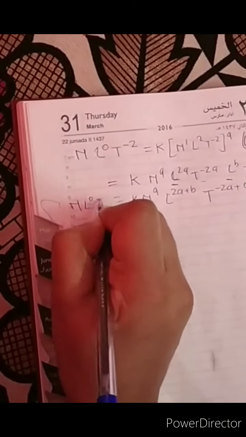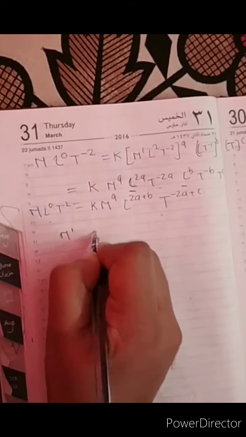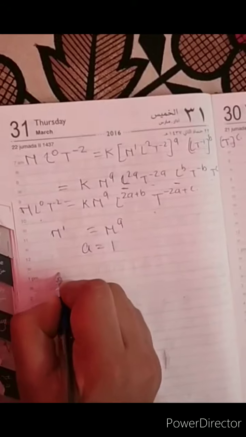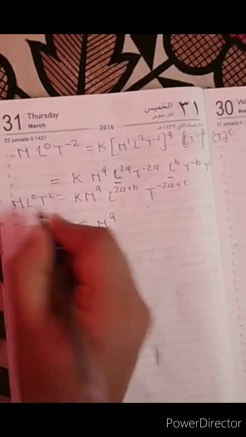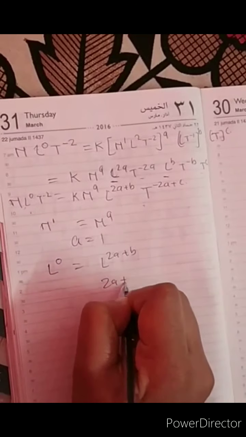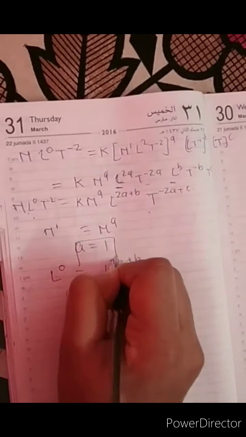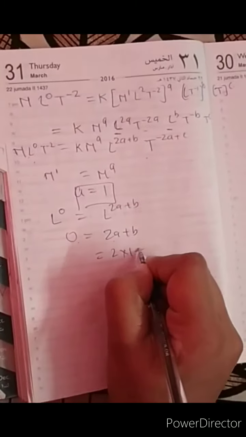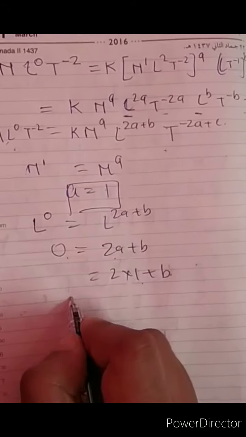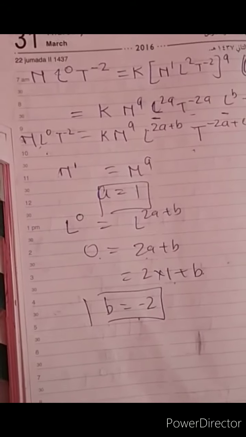So M L0 T minus 2, compare both the sides. So M1, M to the power A, it means A is equal to 1. What about L equal to 0 over here? So we have L to the power 2A plus B, so 2A plus B is equal to 0. Since A is equal to 1 from this, so 2 into 1 plus B, so B is equal to minus 2.